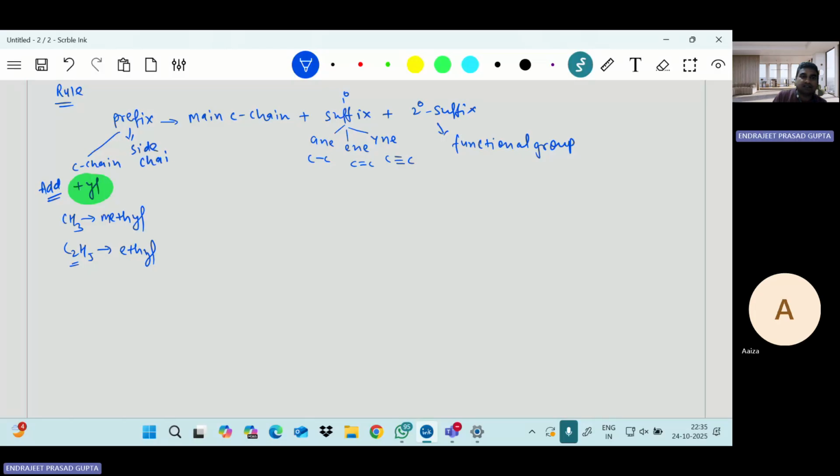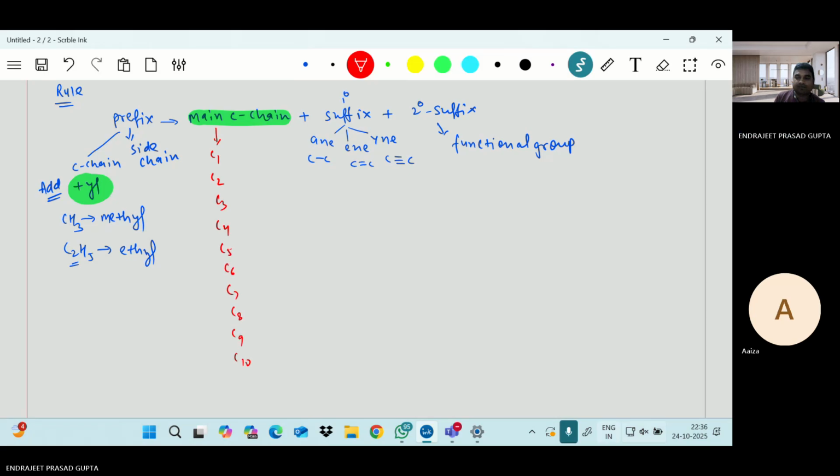Now the main carbon chain, you know: meth, eth, prop, but, pent, hex, hept, oct, non, dec, undec, dodec, tridec. Are you knowing the main carbon chain? Yes, sir. Carbon 1, carbon 2, carbon 3, carbon 4, carbon 5, carbon 6, 7, 8, 9, 10.